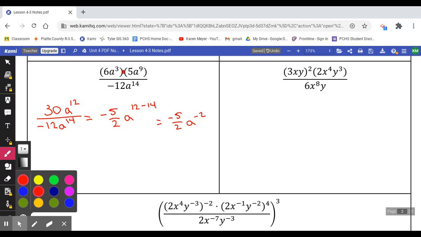Okay, now I'm going to take that a to the negative 2nd, and I'm going to move that to the bottom with that 2, because does everybody see that coefficient of 2 is already on the bottom? So I'm going to move the a squared down there so it becomes positive. So my final answer would be negative 5 on top over 2a squared.